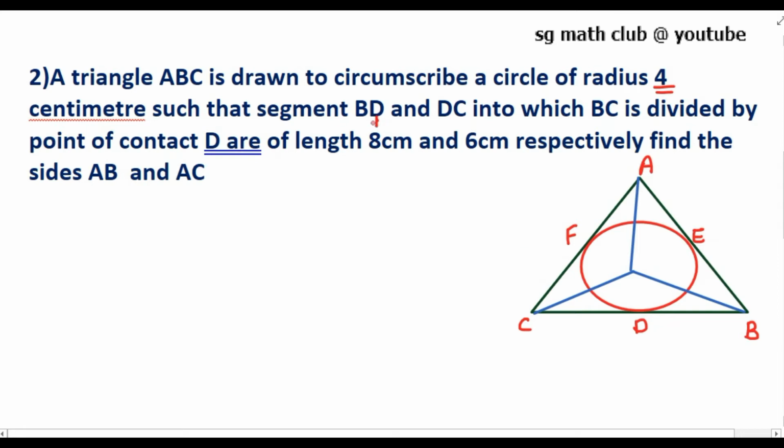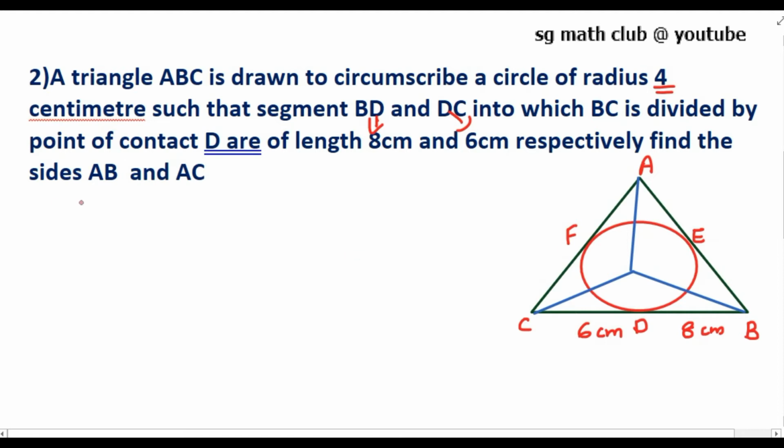That means BD is 8 centimeter, DC is 6 centimeter. BD is 8 centimeter and CD is 6 centimeter. We need to find the length of AC and AB. How will you find length of AB and AC?